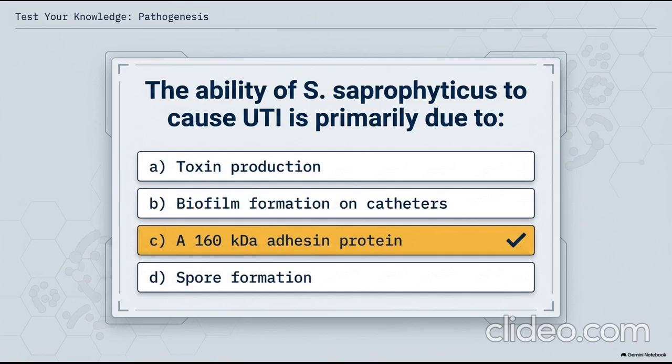What is the specific molecular weight of the adhesin protein that serves as the primary virulence factor for S. saprophyticus? Answer C. 160 kDa.